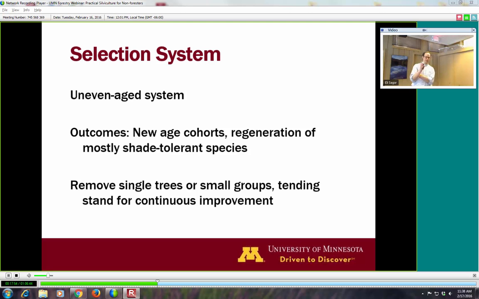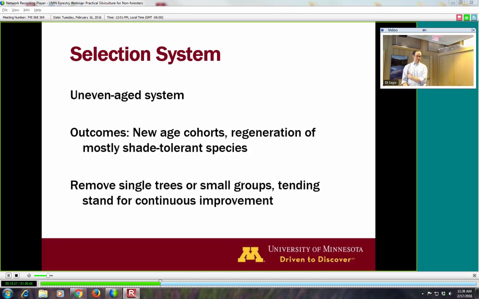Now, I haven't talked yet about uneven-aged or even-aged silvicultural systems. Those terms refer to the age distribution of the stand after treatment. So a treatment or a silvicultural system that's even-aged would produce trees of more or less the same age. An uneven-aged system like the selection system produces a stand with a wide variety of ages. We can also have two-aged systems, and I'll refer to those briefly a little bit later.